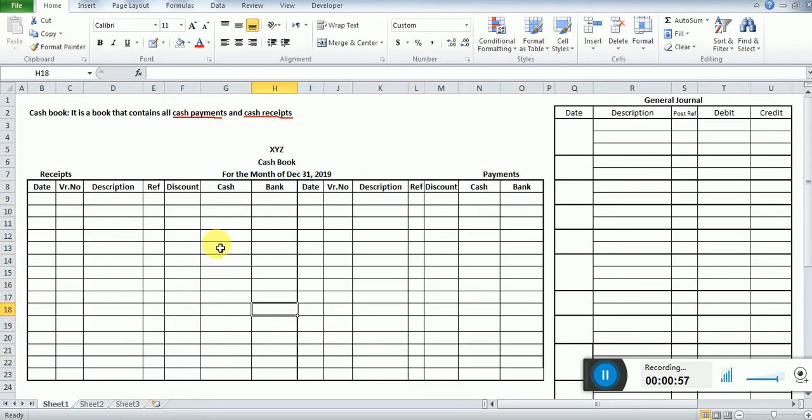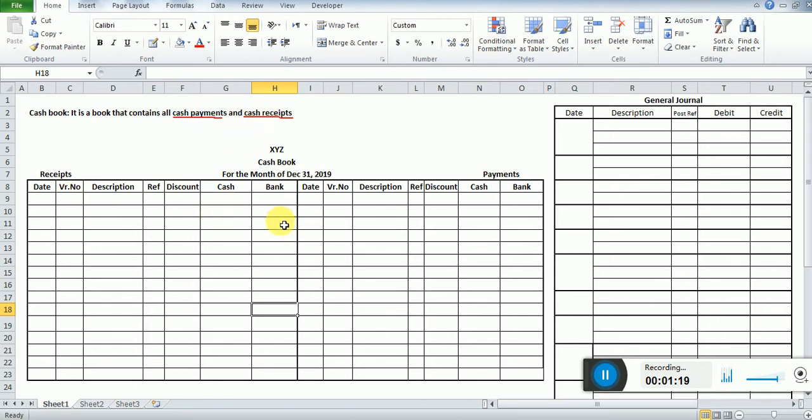So it means in the cash book we are not recording transactions where there is no cash, only cash payments and cash receipts. So when you are selling goods on account, or you purchase goods on account, or whatever transactions are on credit and not for cash, they are not recorded here. Keep in mind, only cash payments and cash receipts.